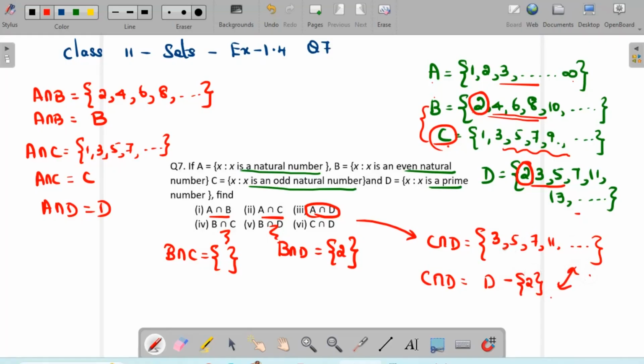So you can list all the individual elements like this with the dots, or you can simply write it as the set of elements in D with the exception of the element 2.